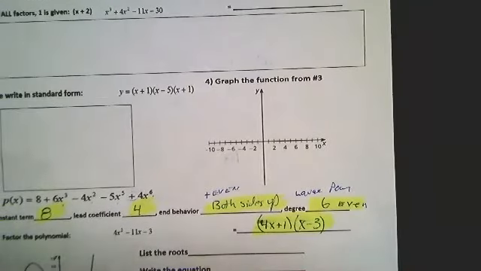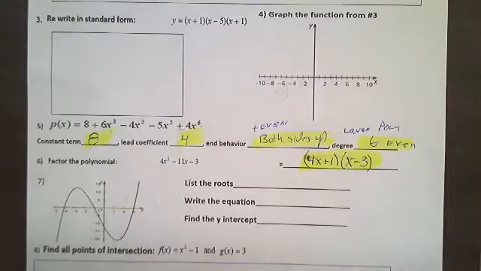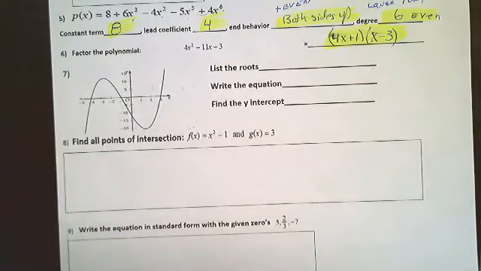All right. Good. Now go to number 7. List the roots. That should be very simple for you. The roots are on the x-axis, where the graph cuts it. Don't show me this, though. I don't want you to come up here on this one. Roots. Write the equation. Find the y-intercept.